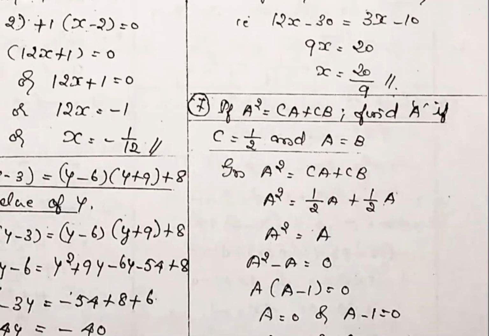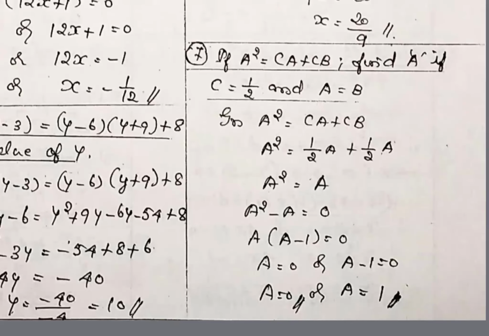Problem number 7. If a square is equal to ca plus cb, find a, if c is equal to 1 by 2 and a is equal to b. So the question is a. Substitute the c value in the given equation. The given equation is a square is equal to ca plus cb. So replace c by 1 by 2 and b by a. Then simplify it. A square is equal to a. You will get a double answer: a is equal to 0 or a is equal to 1. We have a quadratic equation.